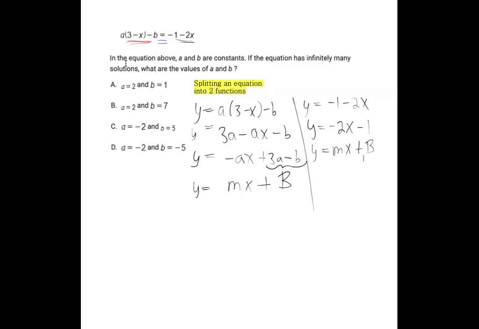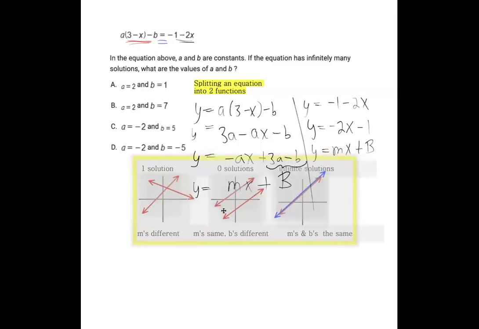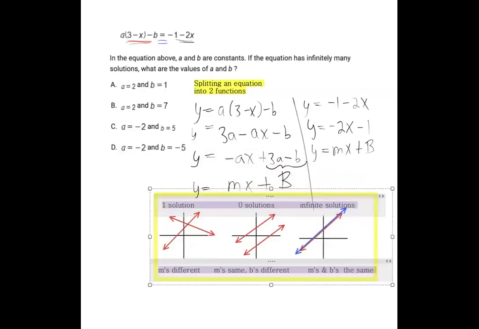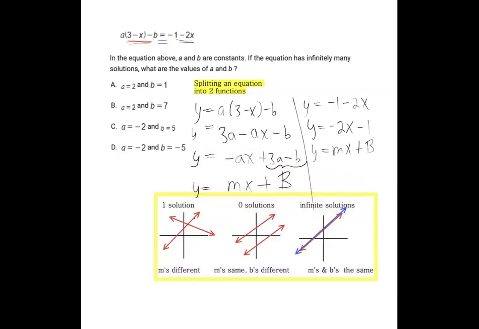Now, why do we need to know the slopes and the y-intercepts? Because if you're talking about the number of solutions for two lines, you're talking about the idea that two lines can hit once if the slopes are different, never if the slopes are the same and the y-intercepts are different, or all the time if the slopes and the y-intercepts are the same. Since we're being told that we have infinitely many solutions, we're being told it's this situation, and we can set the slopes and the y-intercepts equal.